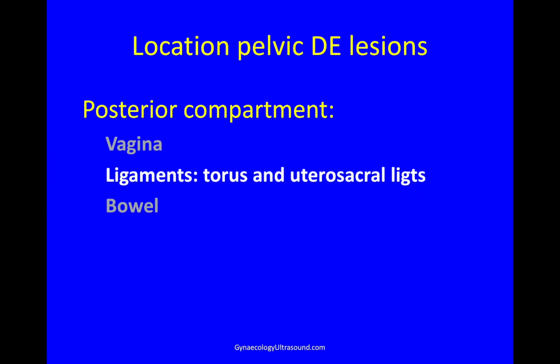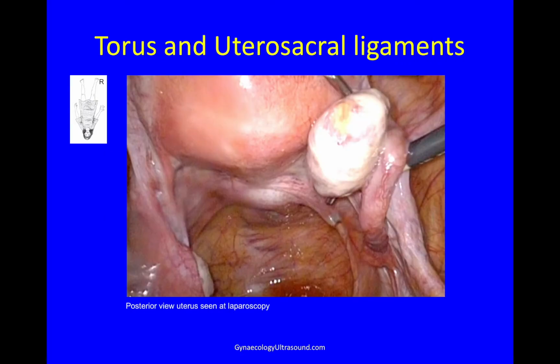So you might look for DE in the vagina itself, but also in the ligaments. This is a very common place for deep endometriosis. So what are we talking about? The torus and the uterosacral ligaments. This again is the view at laparoscopy, where this side of the patient is her right because we're looking toward her legs.